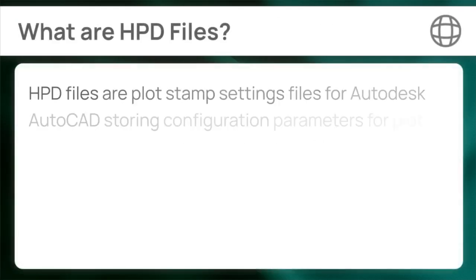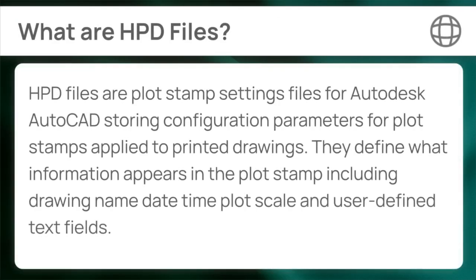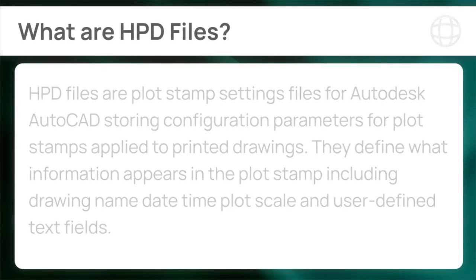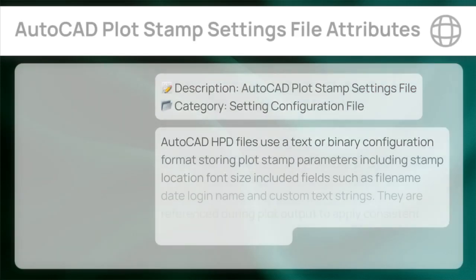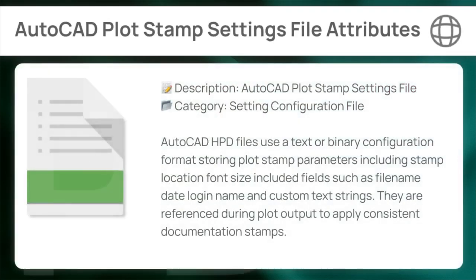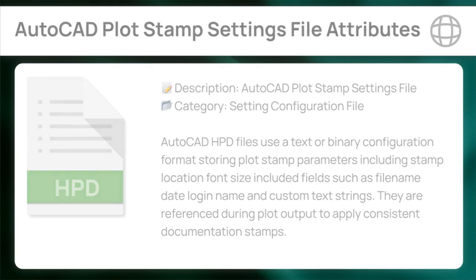HPD files are plot stamp settings files for Autodesk AutoCAD, storing configuration parameters for plot stamps applied to printed drawings. They define what information appears in the plot stamp, including drawing name, date, time, plot scale, and user-defined text fields. AutoCAD HPD files use a text or binary configuration format, storing plot stamp parameters including stamp location, font size, included fields such as file name, date, login name, and custom text strings. They are referenced during plot output to apply consistent documentation stamps.